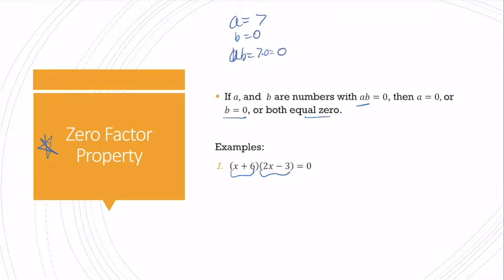Okay, let's let a equal 0 and b equal -5, right? Then ab is still going to be -5 times 0, which is 0. And if they're both equal to 0, then I also get that ab equals 0.